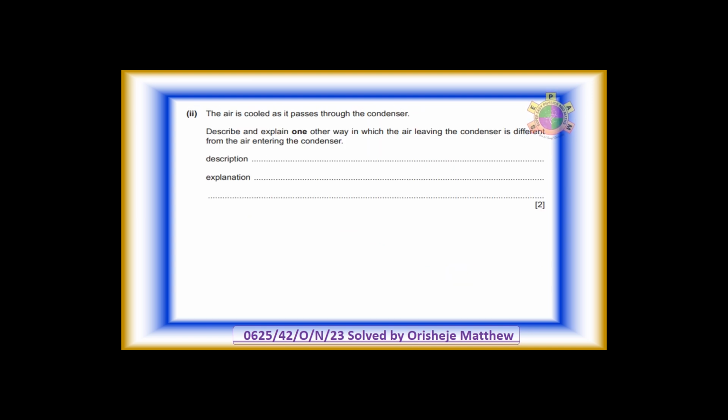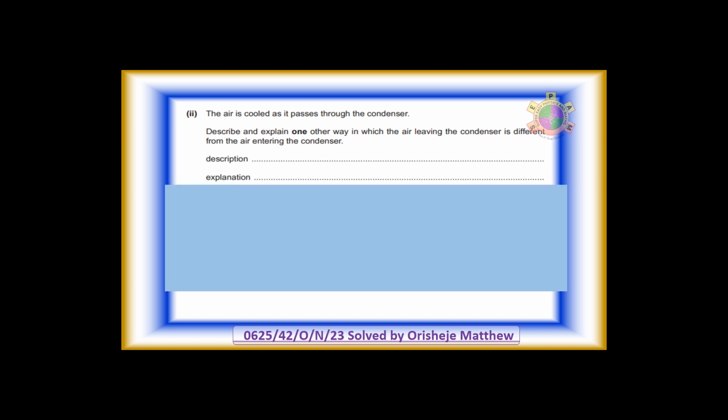2. The air is cooled as it passes through the condenser. Describe and explain one other way in which the air leaving the condenser is different from the air entering the condenser. Description: the air leaving the condenser contains less water vapor. Air is drier. Explanation: the condenser cools the moist air coming from the drum.